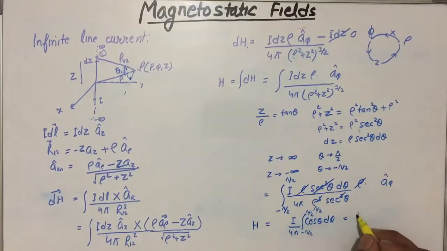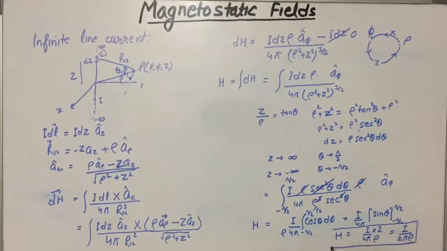After further simplification, I by 4 pi cos theta integrates to sin theta, with theta varying from minus pi by 2 to pi by 2. After this you get I by 4 pi times sin pi by 2, which is 1, minus minus 1, so you get 2 here. I think something we are missing, that is rho. So rho will be here, rho will be here. So the final value will be I by 2 pi rho. This is the final H in the case of an infinite length line conductor, in the direction of a phi.